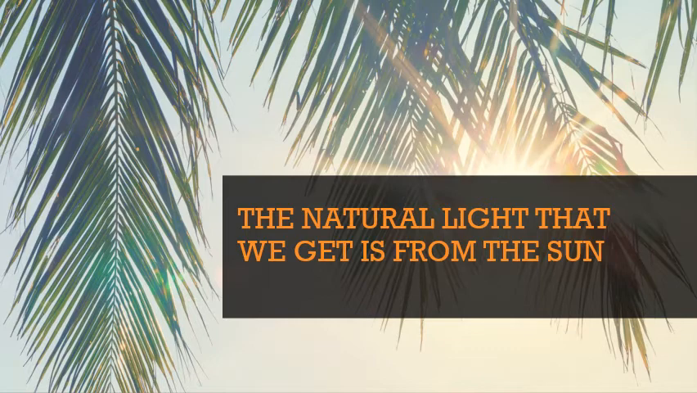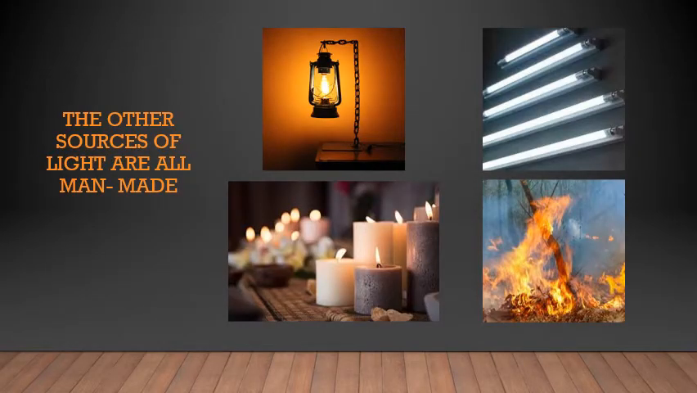The natural source of light is the sun. All others are powered by different forms of energy. The natural light that we get is from the sun. Then sunlight makes things visible to us. During the night we are in the dark. We cannot see things as there is no light. When the sun rises, its light helps us to see all the things around us.